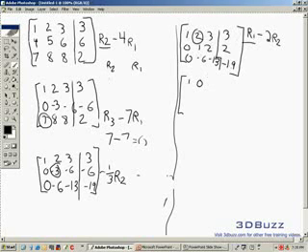Right, so 3 minus 4 is negative 1. Sure. And then, again, 3 minus 4 is negative 1. Row 2 doesn't change, and row 3 doesn't change. So, there you go.